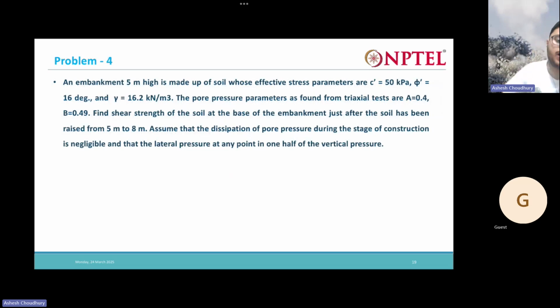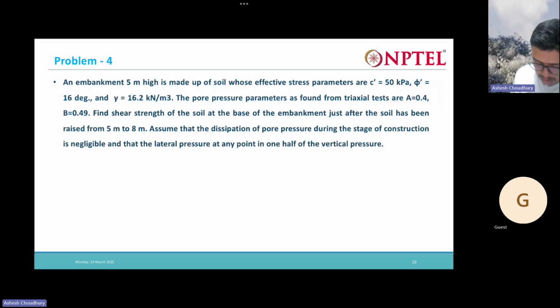So you're raising the height of the embankment from 5 meters to 8 meters. During that construction stage, there will be some excess pore water pressure that develops. And considering that, you need to find out the shear strength of the soil.